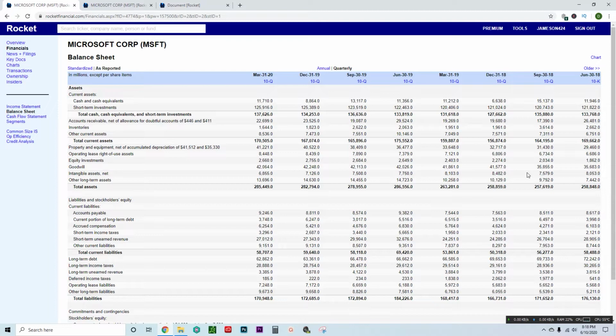We went through the assets, the liabilities, the shareholders' equity. We talked about the accounting equation, how everything has to balance. So hopefully you guys get a good understanding of what each line item means, what to look for, and how to read and understand that.